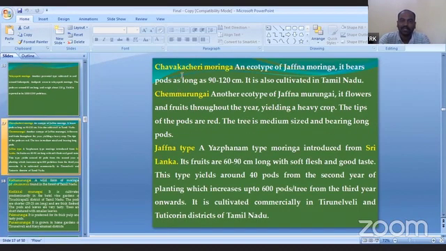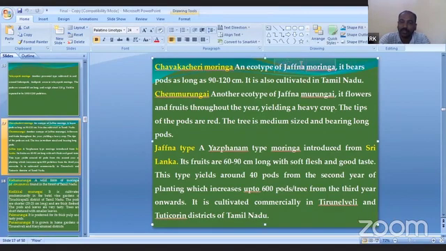Likewise, South Kachi Moringa is a Jaffna Moringa. This is called an ecosystem. Jaffna means it came to Sri Lanka. That's all, Jaffna type. Here I am putting that. It is a Yalpanam type. Okay, Moringa introduced from Sri Lanka. That is called Jaffna Moringa type.